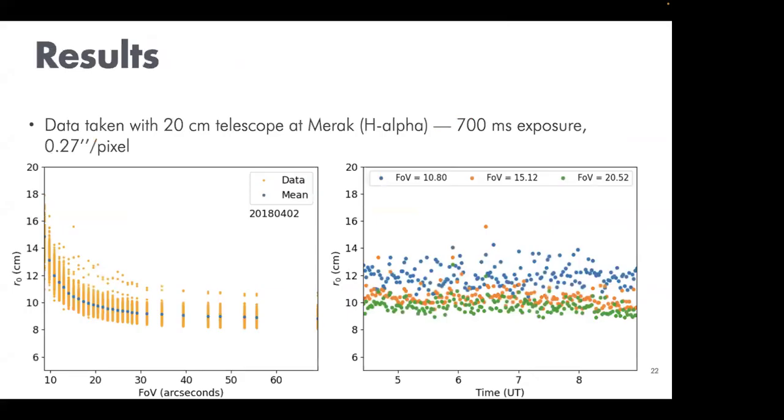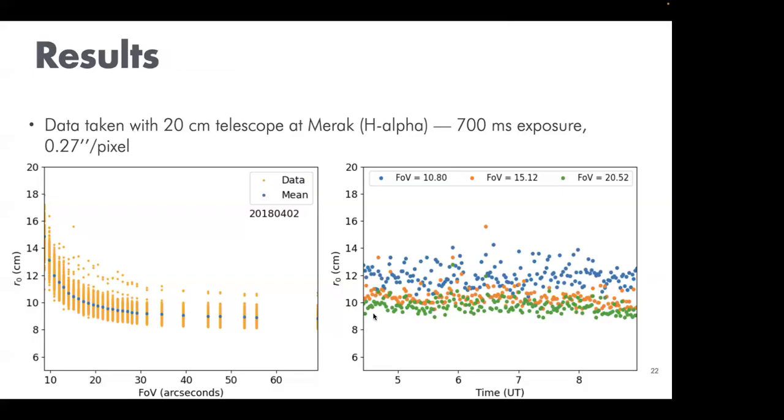This was done with the 20 centimeter telescope at Merak. The images were taken at H alpha, and we see that R naught starts to go down when the field of view of the image used for deconvolution increases. This is expected because when you increase the field of view, you're sampling more of the turbulence, and that gives you this decrease in R naught.